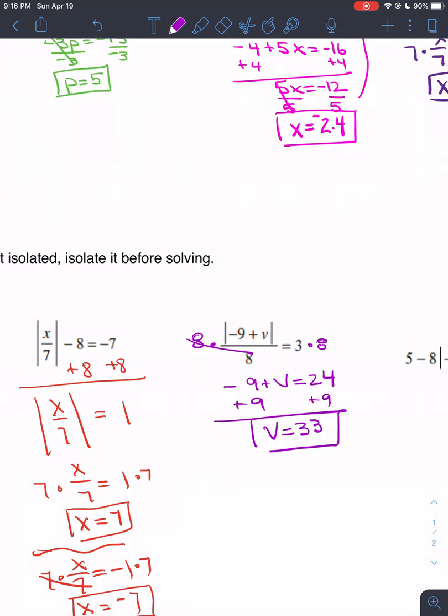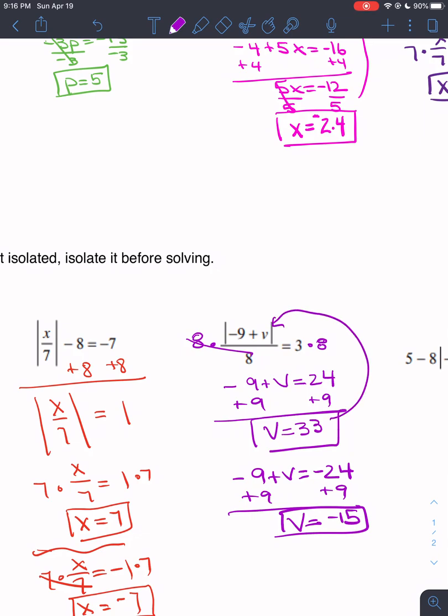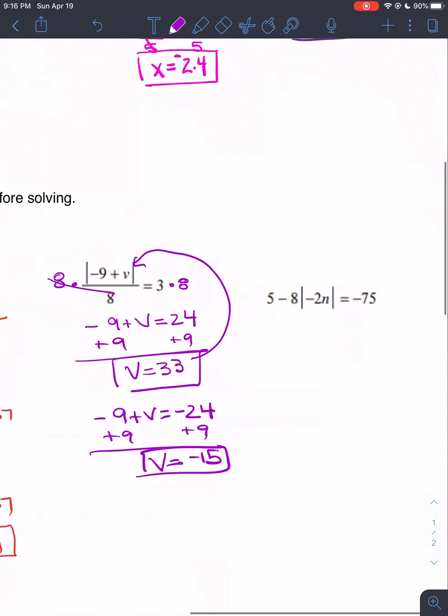And we're going to do it again. So we get negative 9 plus v equals negative 24 this time. I'm going to add 9 to both sides. So it looks like v is going to be, what's that, negative 15. All right, and again, at any point, if you want to check your work, you substitute it back in. Make sure it's a true statement.